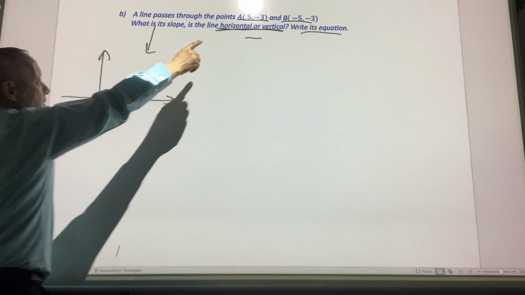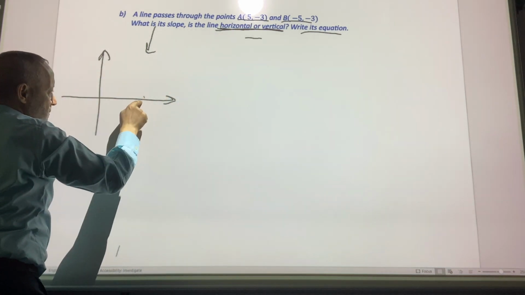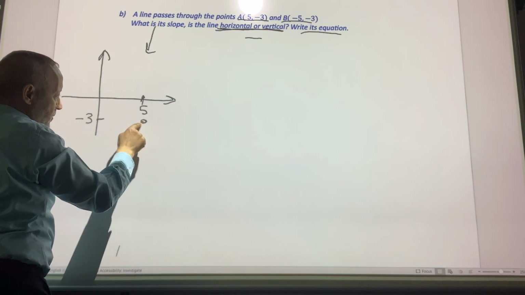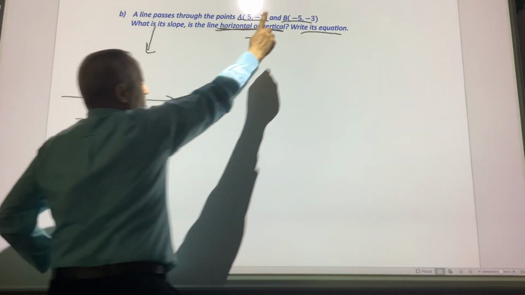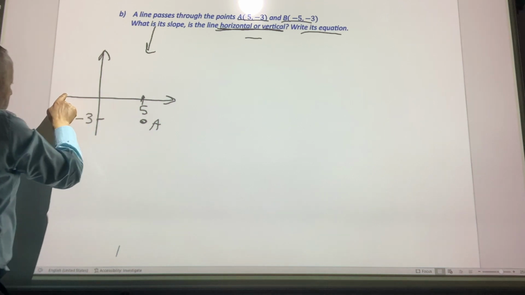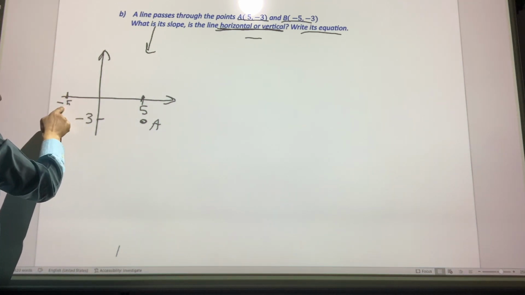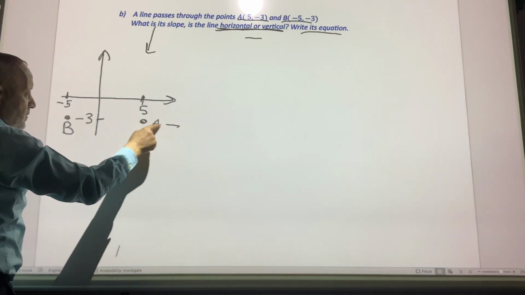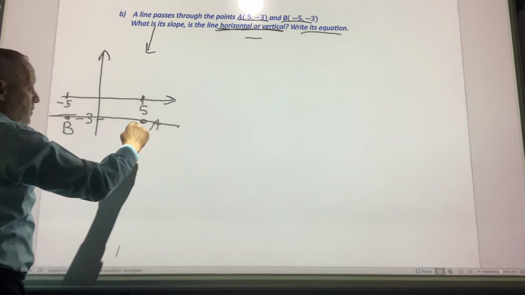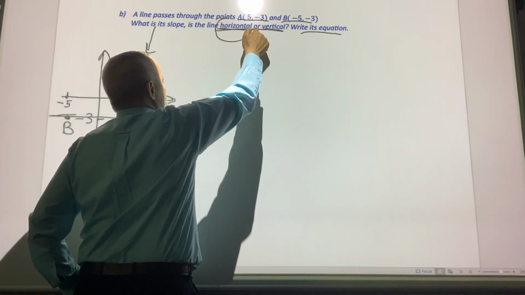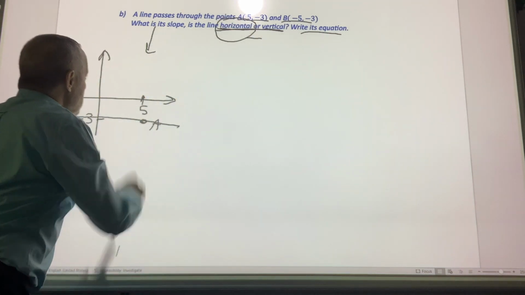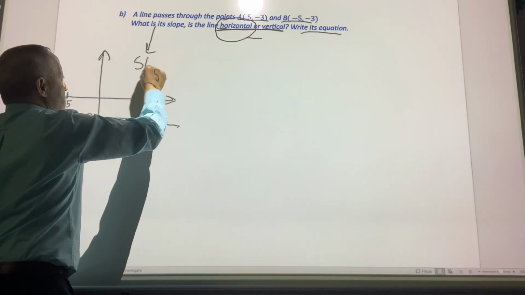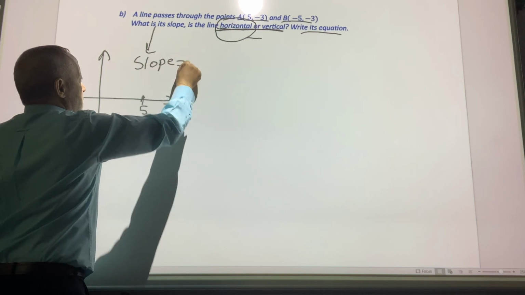So on the graph here, 5, negative 3, let's say this is 5. This is negative 3. This is your point A. Negative 5, negative 3, so negative 5 can be somewhere here, and the y, negative 3. So this is your point B. Your line is this line. As you can see, it's a horizontal line. So the answer to this part is horizontal. The slope for a horizontal line is 0.